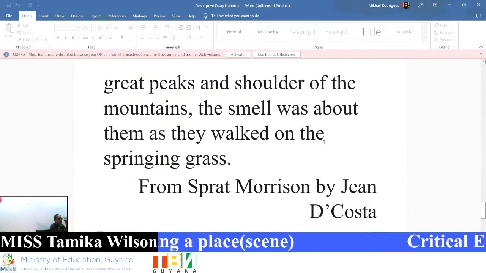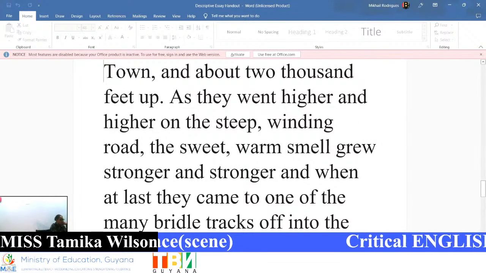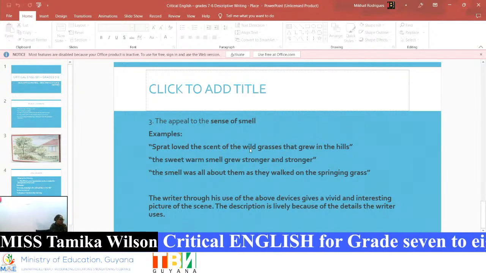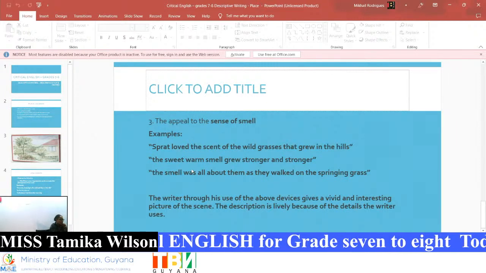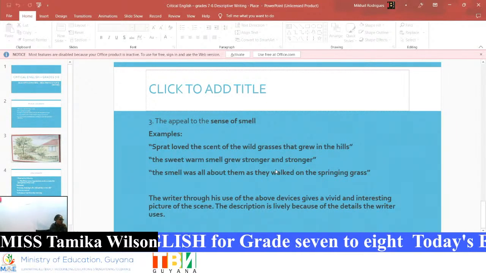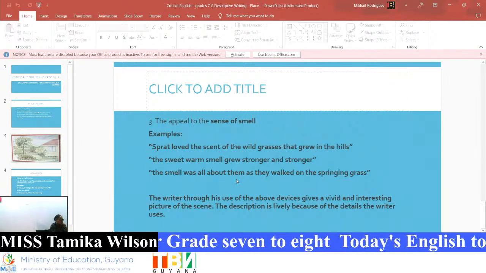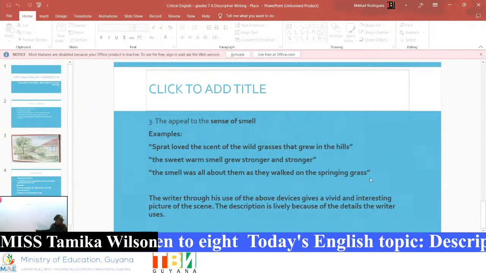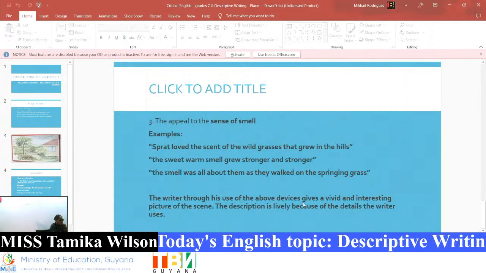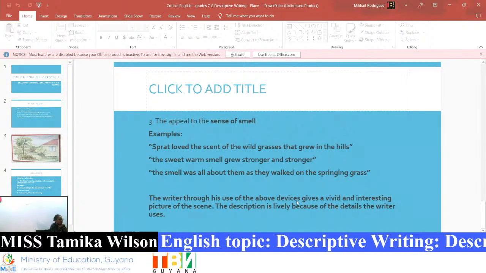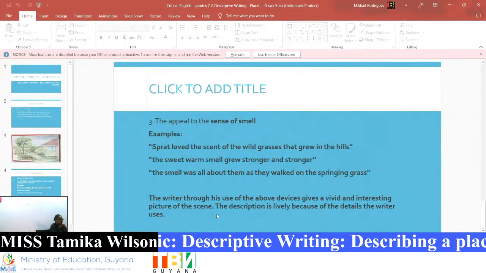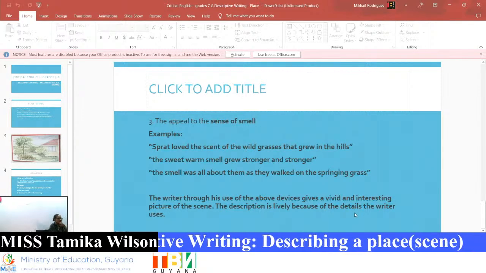So you can smell, and in this case, the writer wants the reader to do what? To smell. So let's look here, and we have, of course, the examples. Sprat loved the scent of the wild grasses that grew in the hills. The sweet, warm smell grew stronger and stronger. The smell was about them as they walked on the springy grass. So the writer, through his use of the above devices, gives a vivid and interesting picture of the scene. This description is lively because of the details the writer uses.